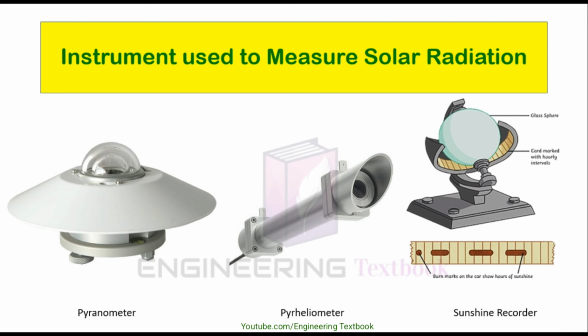So there are three major instruments widely used to measure solar radiation. First is pyranometer, second is pyrheliometer, and third is sunshine recorder. So let's see it in detail.